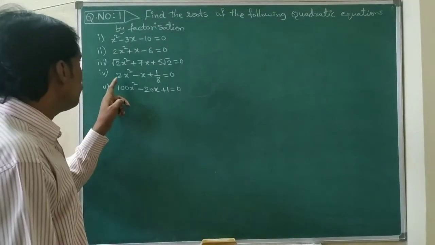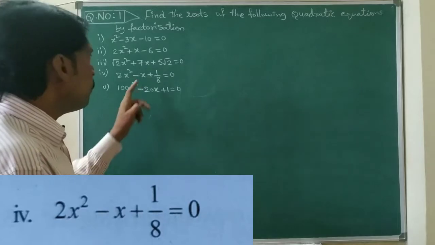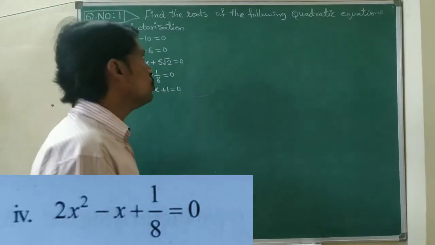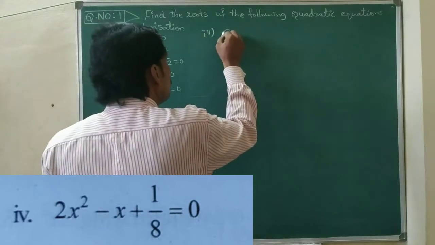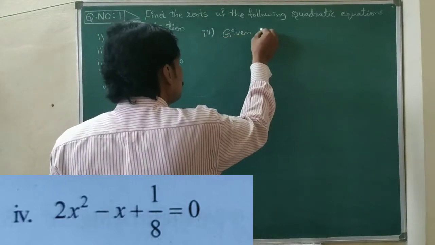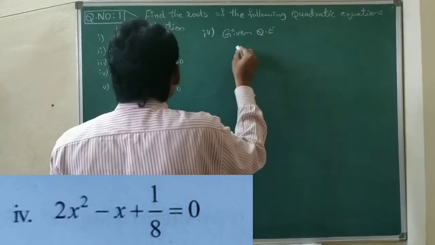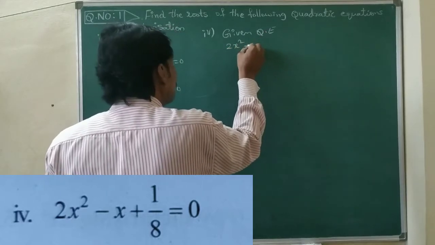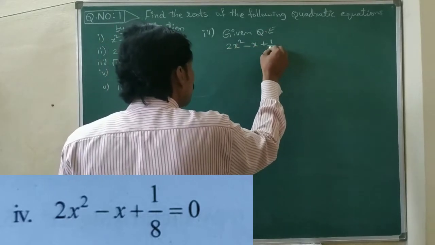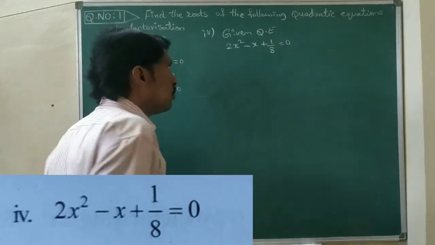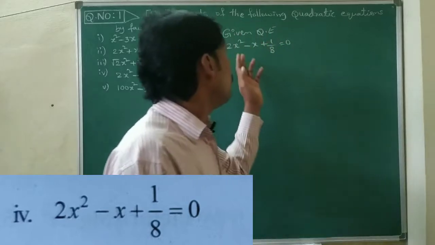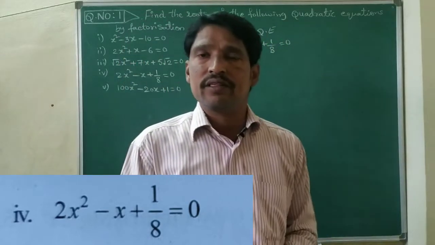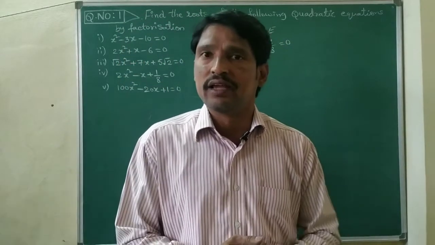now the fourth one here. 2x square minus x plus 1 by 8 equal to 0. So the fourth solution: given quadratic equation 2x square minus x plus 1 by 8 equal to 0. So here it is a combination of integers and rational numbers.